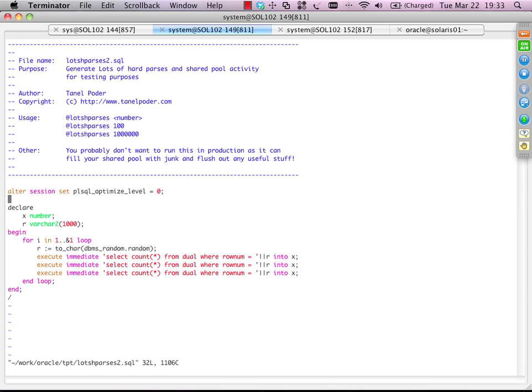So this is a script that I use for causing hard parses. Basically, I just run a loop, and in this loop I do a select count(*) where rownum equals this number. And you see, it's not a bind variable. It's actually a literal value, and it comes from DBMS_RANDOM. So basically, I run the same SQL statement again and again and again with just a different literal value.